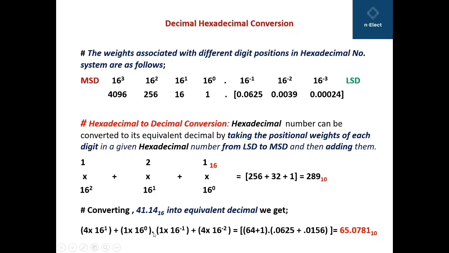This is the hexadecimal point as shown here. Then 1 into 16 raised to power minus 1 plus 4 into 16 raised to power minus 2. When we solve all these brackets and add the left hand side and the right hand side, we finally get 65.0781 decimal. So this is the decimal equivalent of 41.14 hexadecimal.